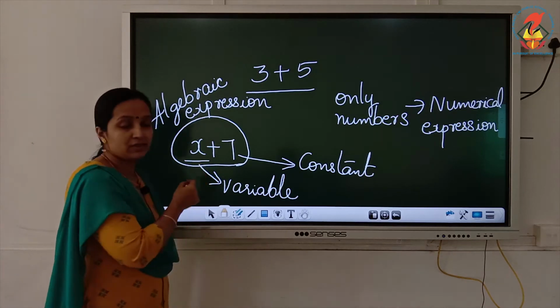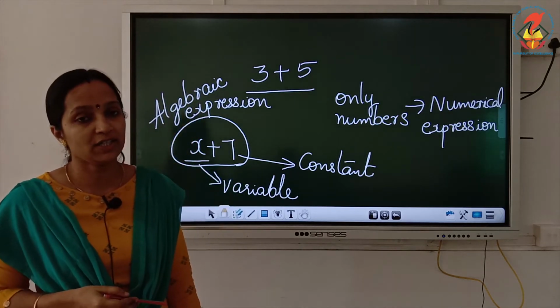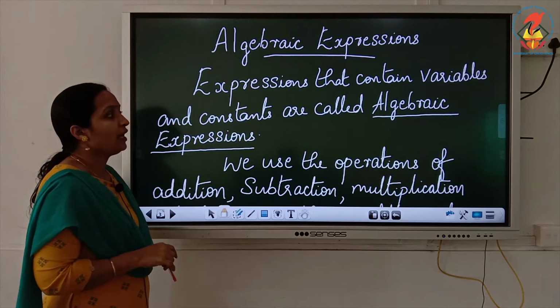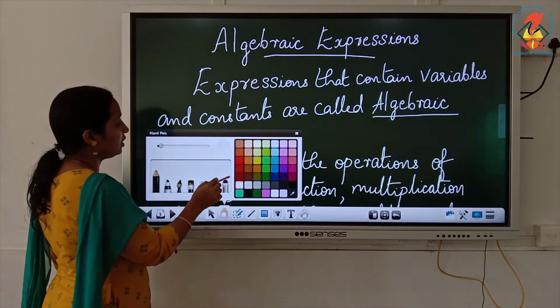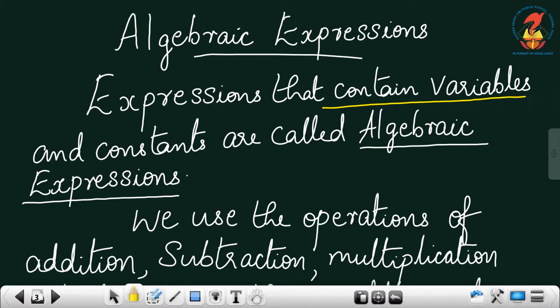Generally, variables are denoted by the small letters of the English alphabet. Okay. So what do you mean by algebraic expression? Expressions that contain variables and constants are called algebraic expressions.